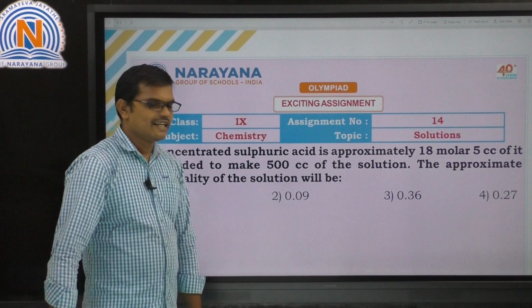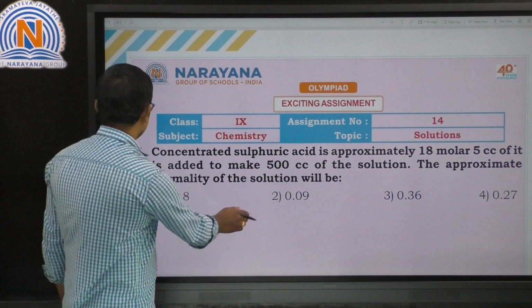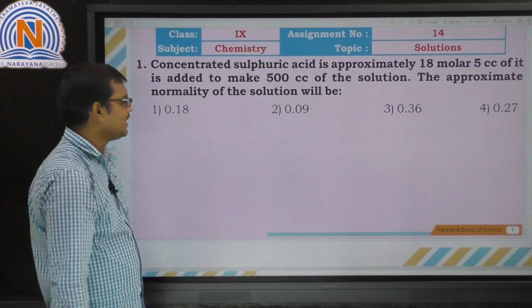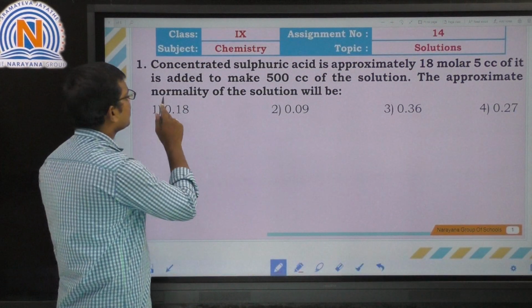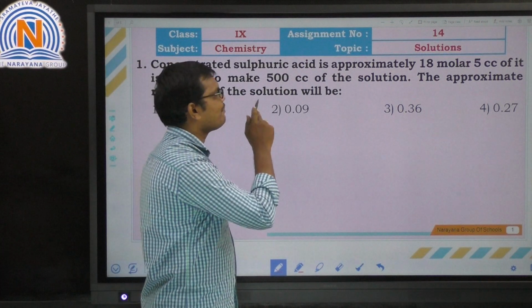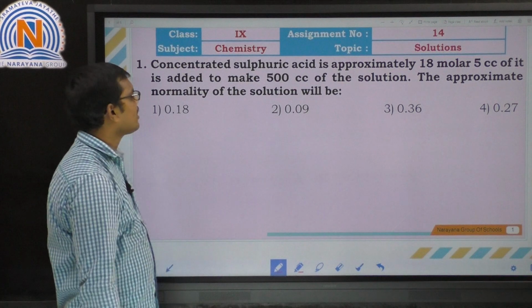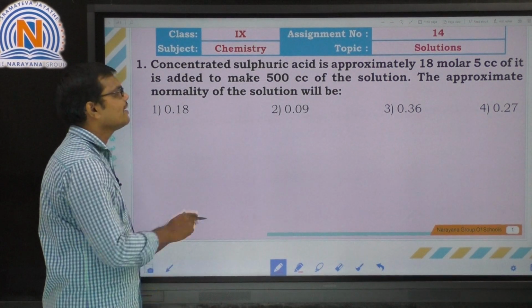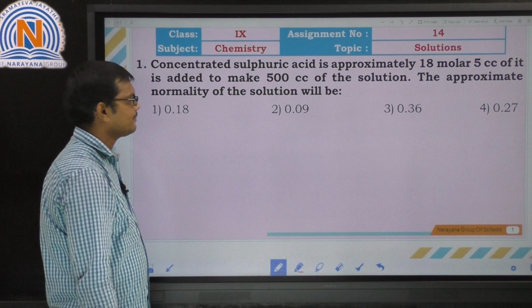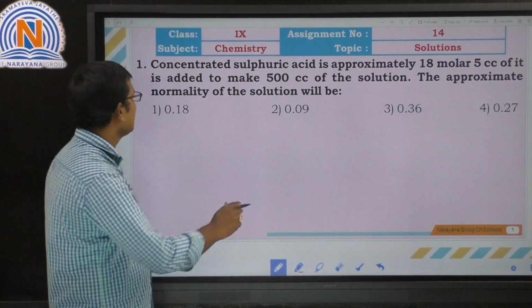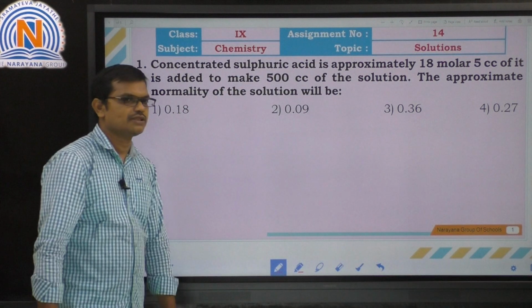So I will explain the first question. See students, read the question carefully. Concentrated sulfuric acid is approximately 18 molar. 5 cubic centimeter of it is added to make 500 cubic centimeter of the solution. The approximate normality of the solution will be.